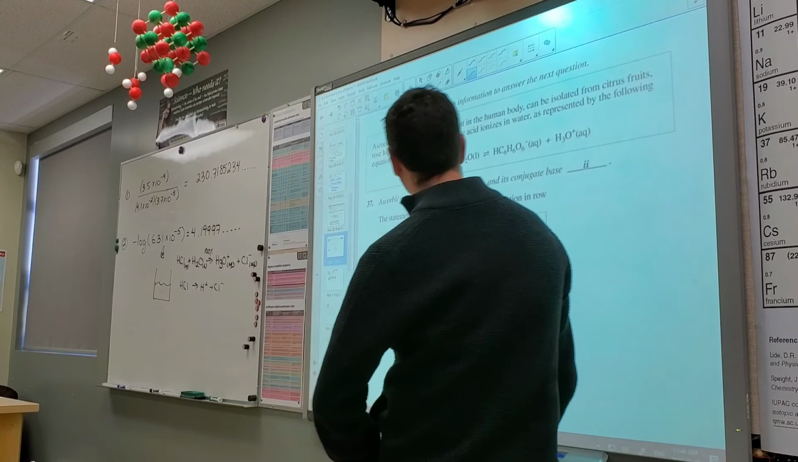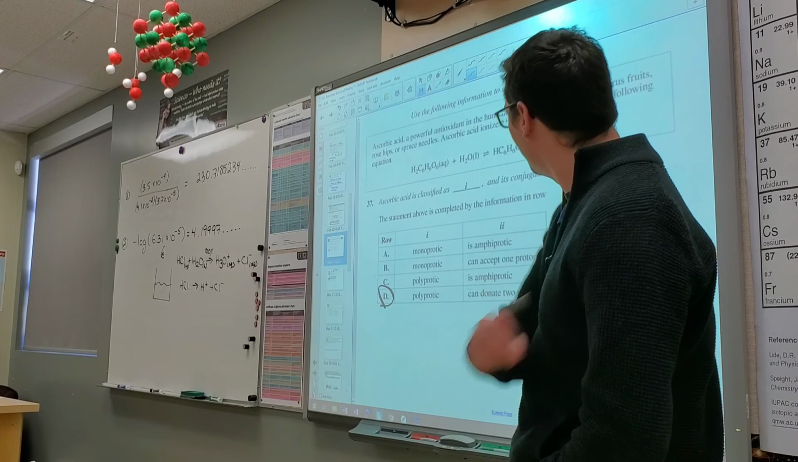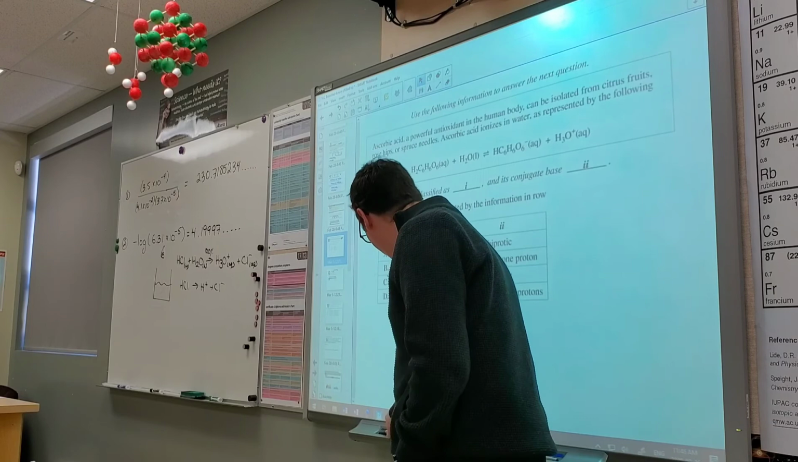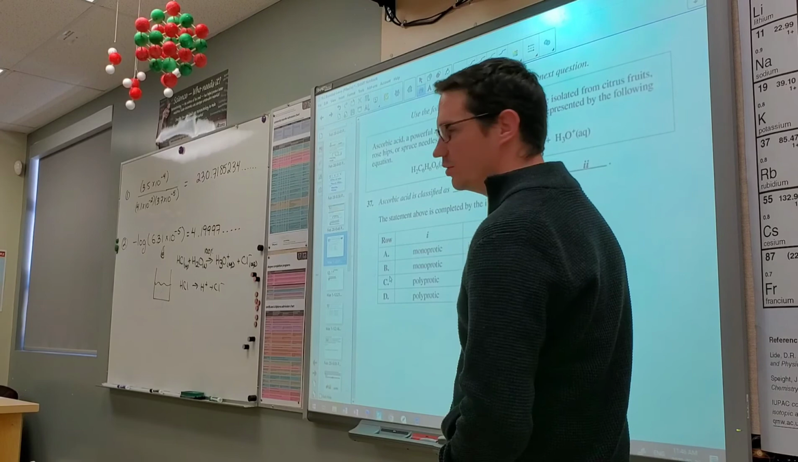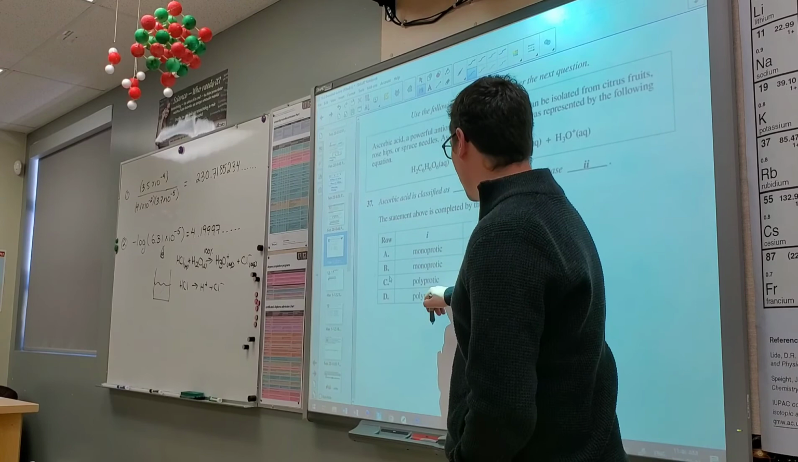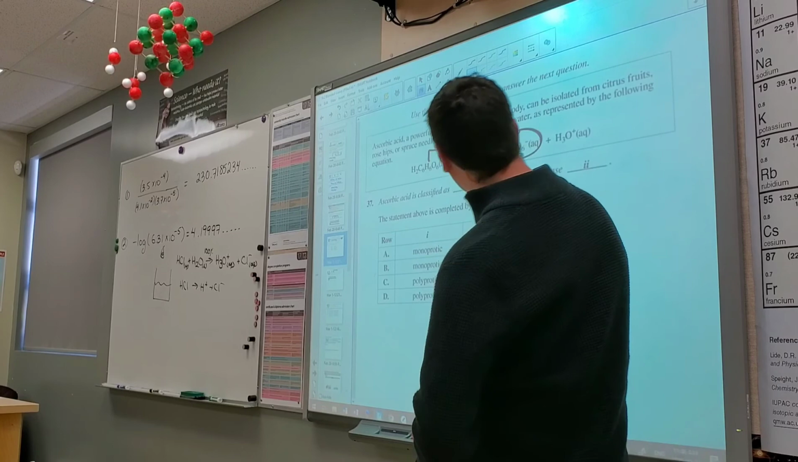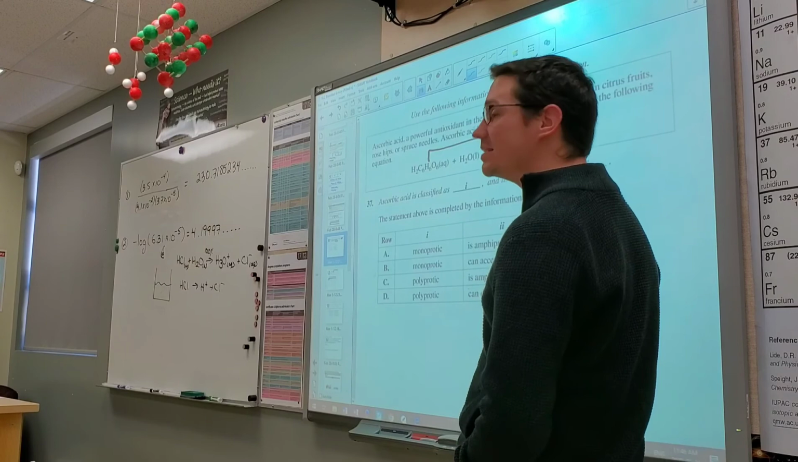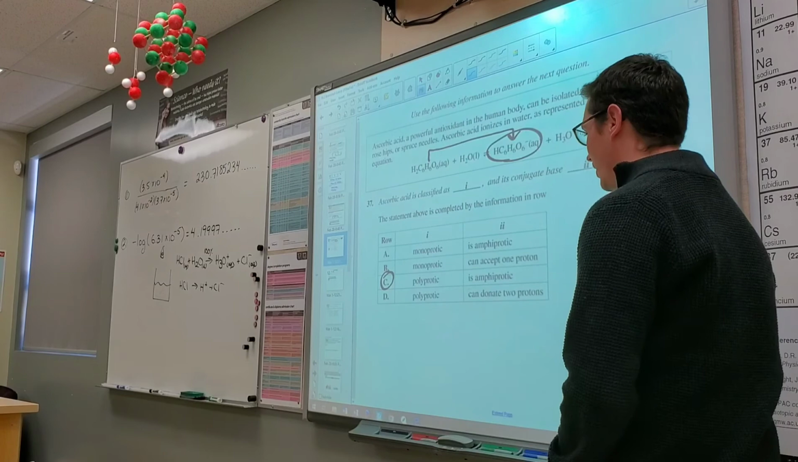A student says ascorbic acid is classified as polyprotic, and wouldn't its conjugate base be amphiprotic? Yeah, sorry. That's what happens when you go through questions too quickly. That's me not even reading the question, a silly mistake you can never do. Ascorbic acid is polyprotic. Its conjugate base cannot donate 2 protons. That thing is amphiprotic, absolutely. So polyprotic and amphiprotic. Thank you very much for stopping me.